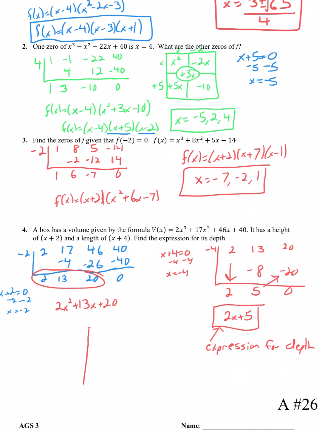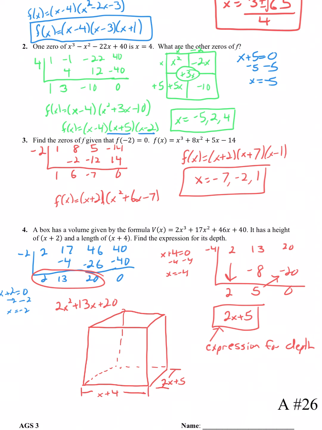But what really ends up happening with this problem with the box, we'll sketch it here. We end up saying that the depth is 2x plus 5. And then the front of the box was a length of x plus 4. And then the height was x plus 2. So that's what's happening with this box here.